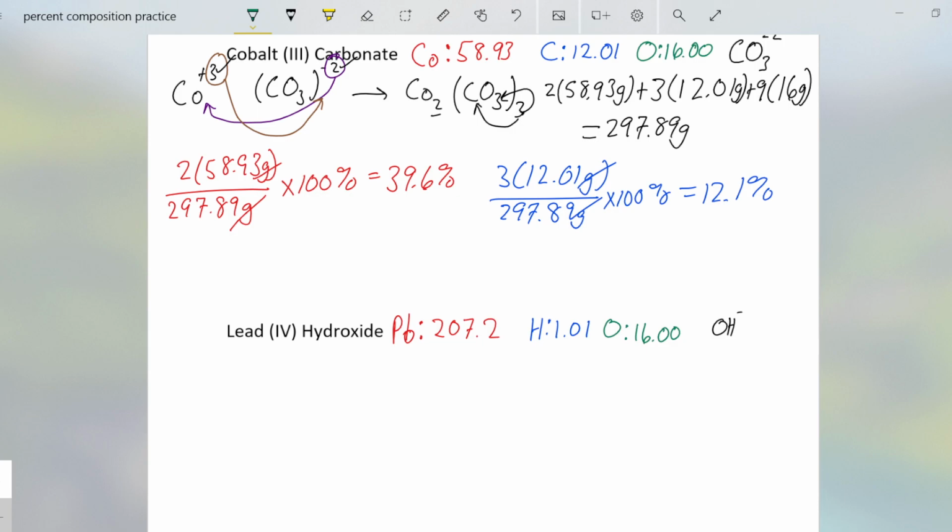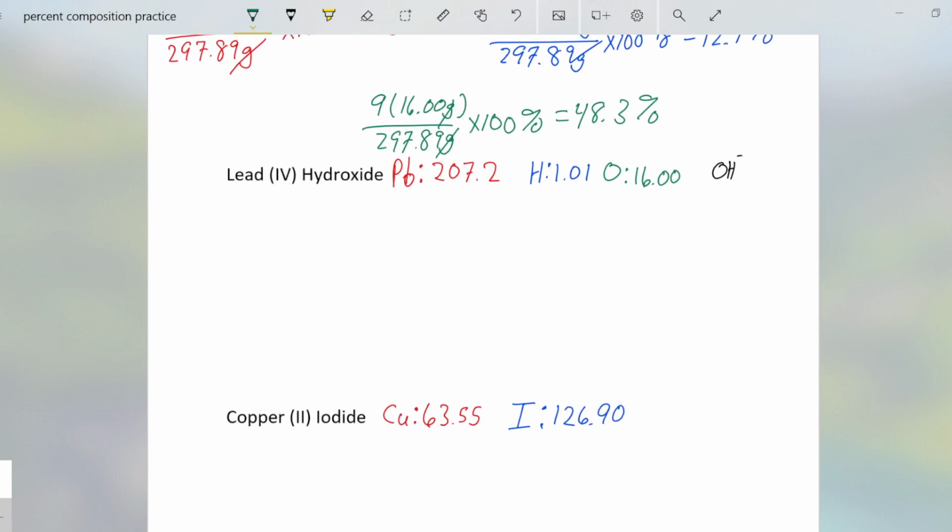Finally, to do the oxygen, we know that there are 9 oxygens because it is 3 times 3 oxygens. 9 oxygens, and each one weighs 16. And I divide that by our molar mass of 297.89. And my units cancel, multiply by 100%, and my answer is 48.3%. So in this cobalt-3 carbonate, the cobalt will make up 39.6% of the mass, the carbon will make up 12.1%, and the oxygen will make up 48.3% of the mass of this molecule.